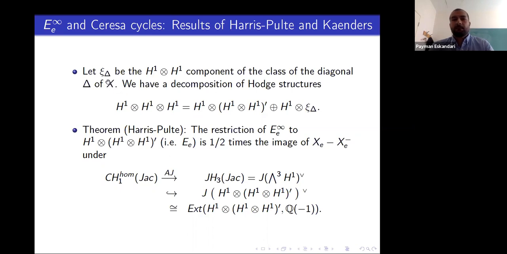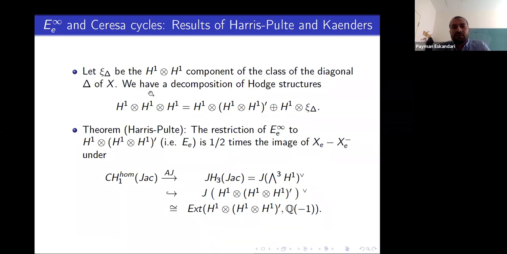Again, C delta is the same as before. And then we have the decomposition of rational Hodge structures. H1 tensor H1 decomposes as the kernel of the cup product plus Q times C delta, that one-dimensional Hodge structure. So this triple product decomposes like this. And now remember our extension E infinity. Our extension E infinity is an extension of this guy by Q minus 1.